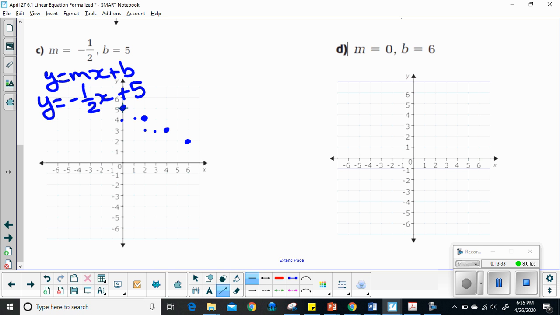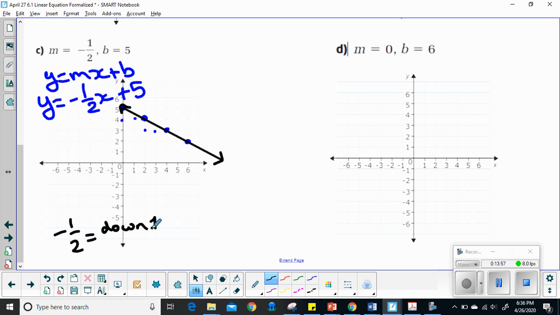Connect up the dots I know. Finish it off with a couple of endpoints here. So I've got my arrow, and there you go. How did I know it went this way? Remember, our slope is -1/2, so that means I'm going down 1, right 2. All right, let's try the last one.